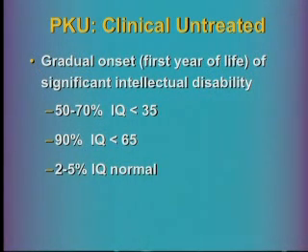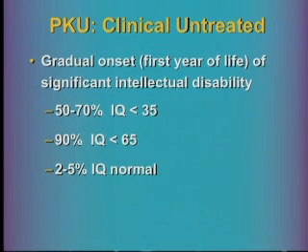Untreated PKU leads to the gradual onset, really in the first year of life, of significant intellectual disability. Now, please notice, 2 to 5% of people with untreated PKU are intellectually normal, but 50 to 70% end up with an IQ less than 35.